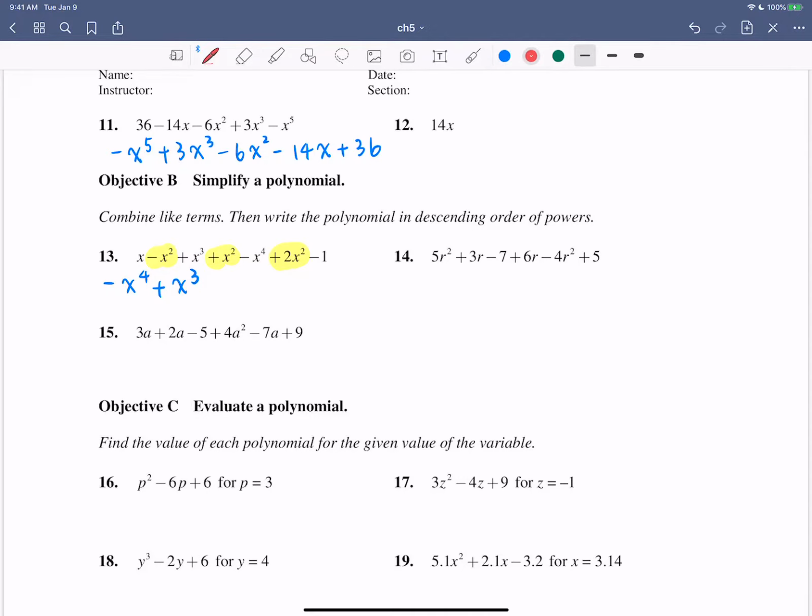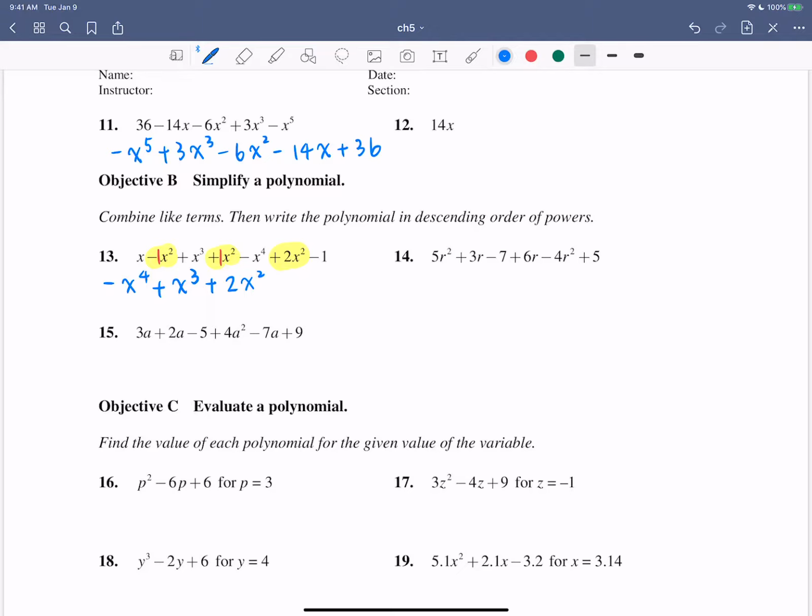The first term that I highlighted over here has a coefficient of -1. The second term, +1. And the last one that I highlighted has a +2. If I add these three coefficients, it's going to give me +2, followed by the variable part that's shared by all three of them, x squared. Alright, we're done with the 4th degree, the 3rd degree, and also the 2nd degree.